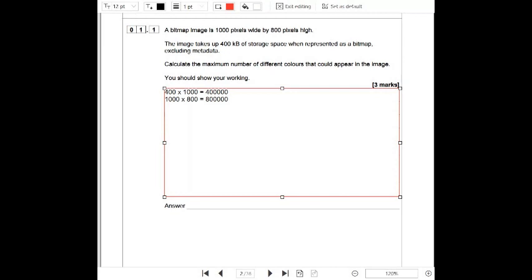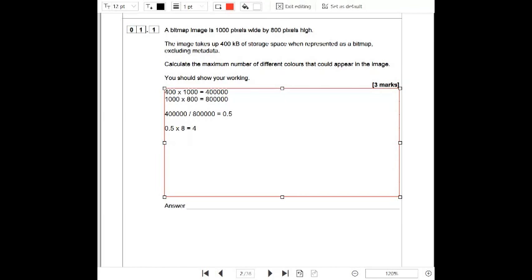800,000. So we've got that. So what we need now is 400,000 divided by 800,000. That's going to give us 0.5. So we've got that bit. Then we need 0.5 times 8. That's going to give us a 4. So that's a 4.